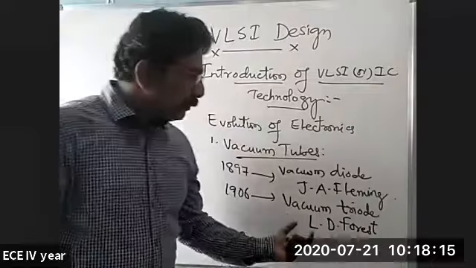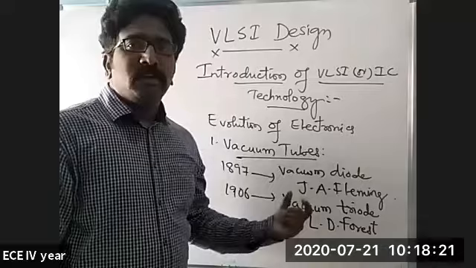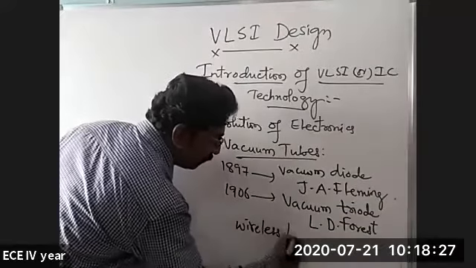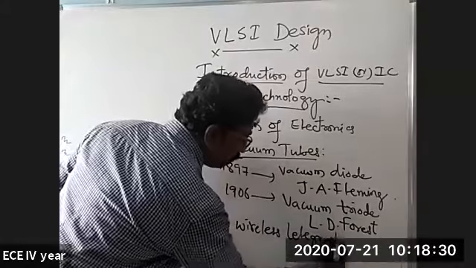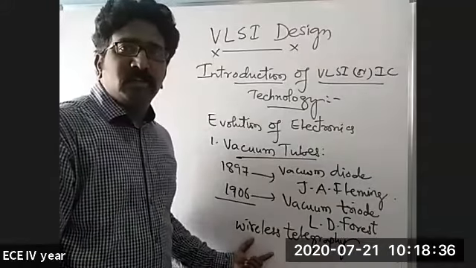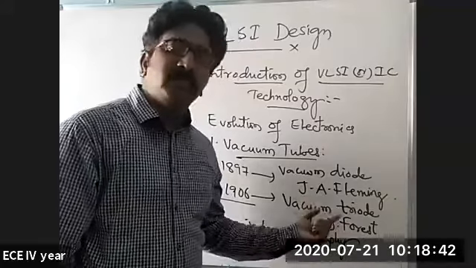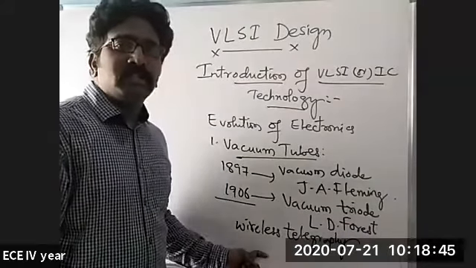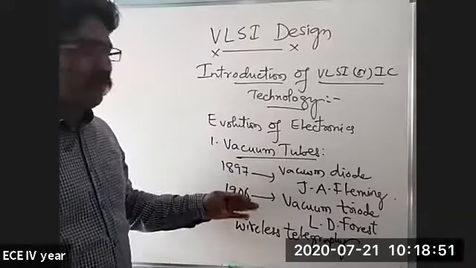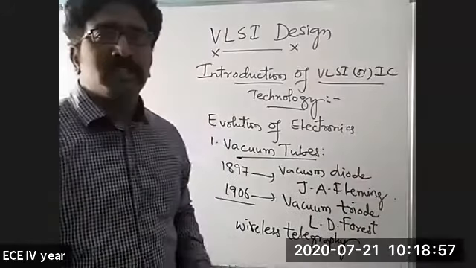And this scientist, L.D. Forrest, with the invention of the vacuum tube also led to a new kind of device called wireless telegraphy. So we can say that in 1906 itself, wireless technology came into picture. With the help of this vacuum triode, he also invented wireless telegraphy in the same year, 1906. Later, the vacuum pentode and other different kinds of vacuum tubes were invented.